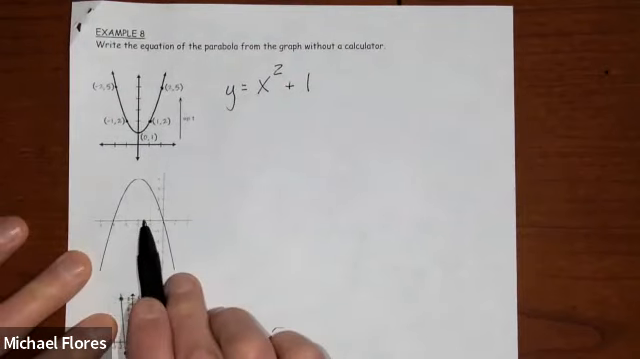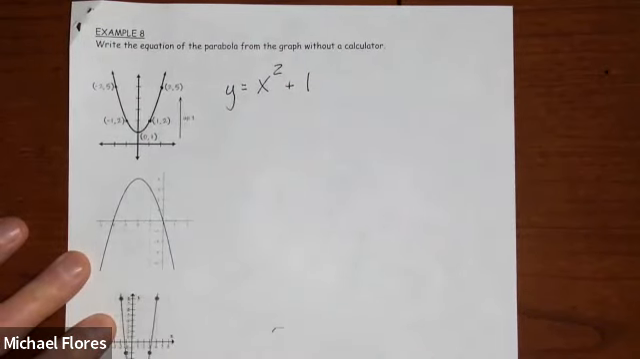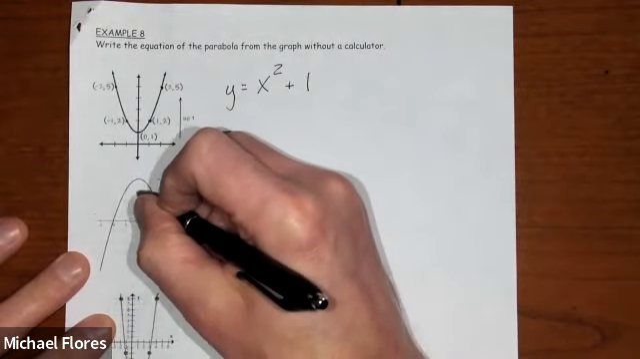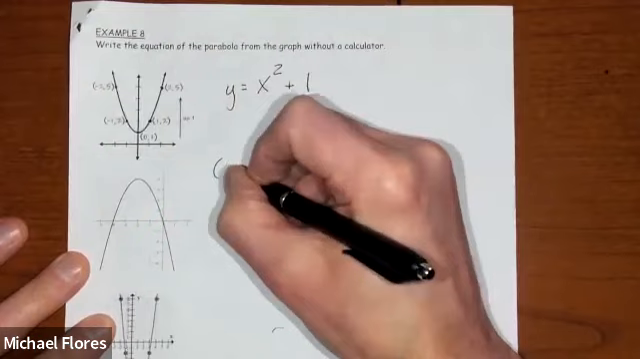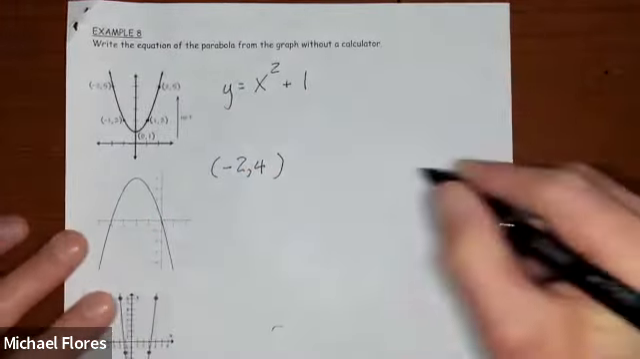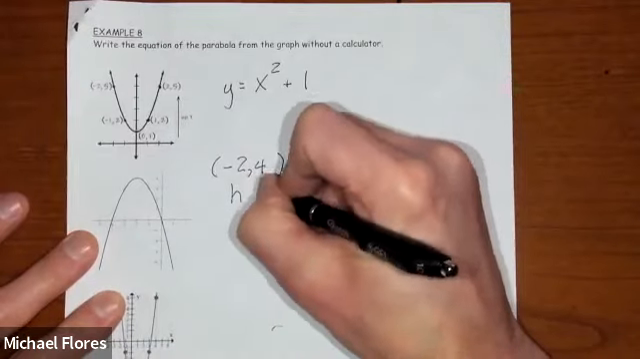Okay, this one here. There's two different ways we could go about writing this. I think the easiest one is vertex form. So left 2, up 1, 2, 3, 4. Our vertex is (-2, 4). That's our H and K value.